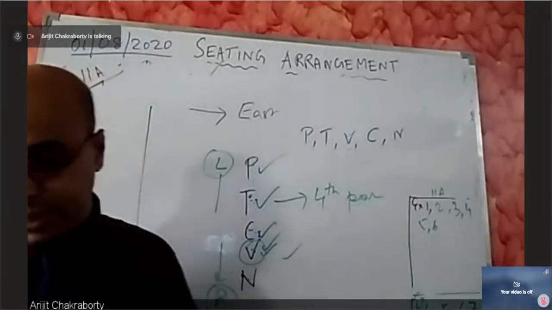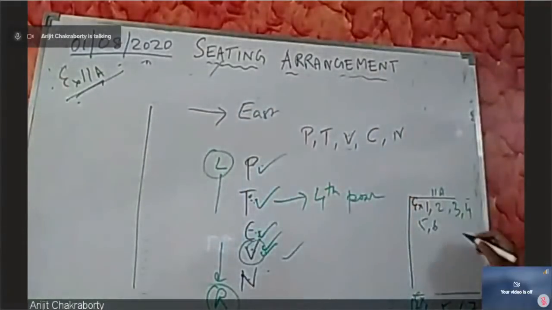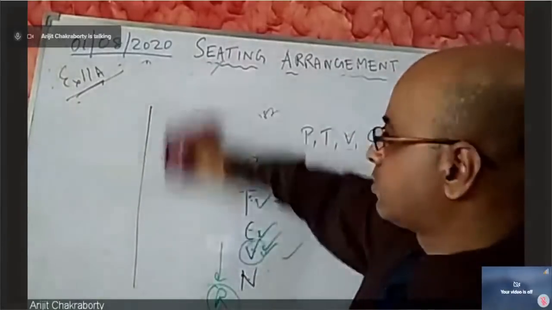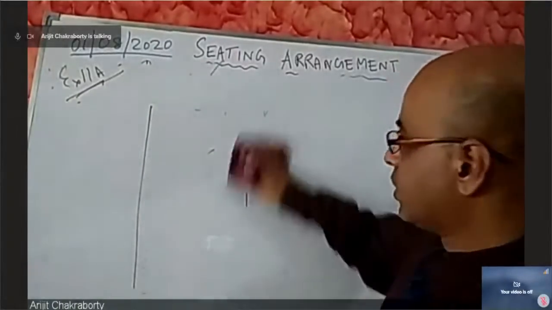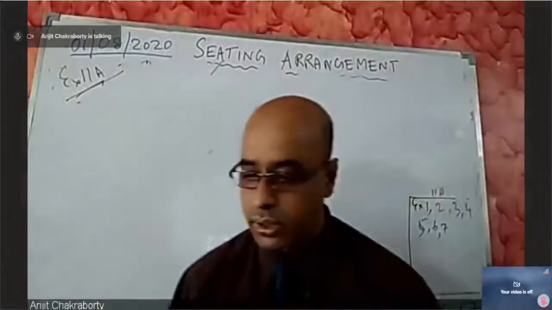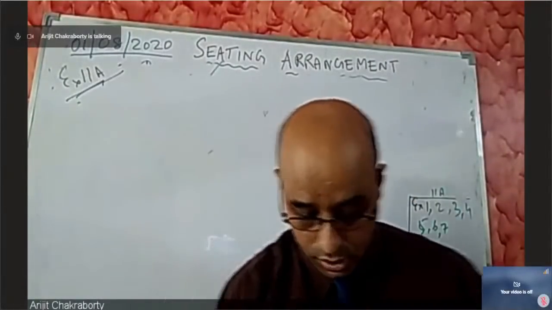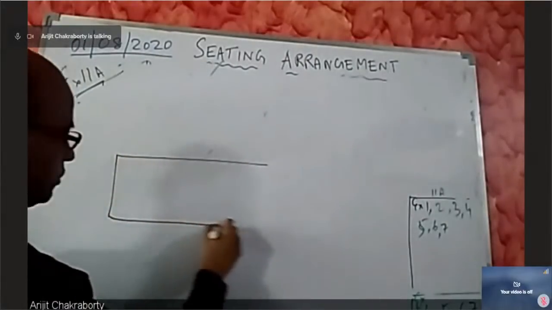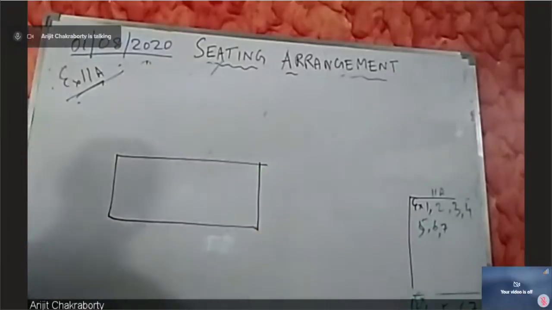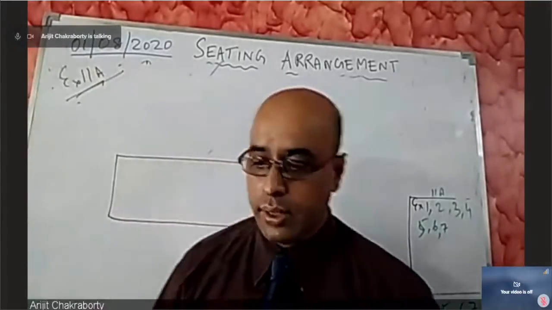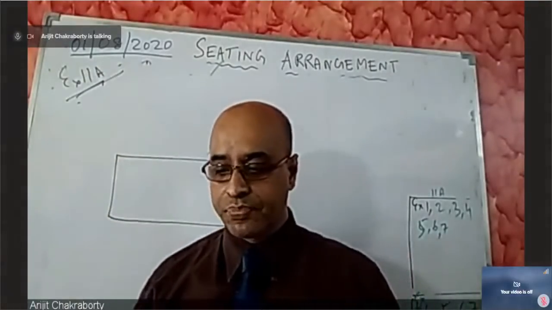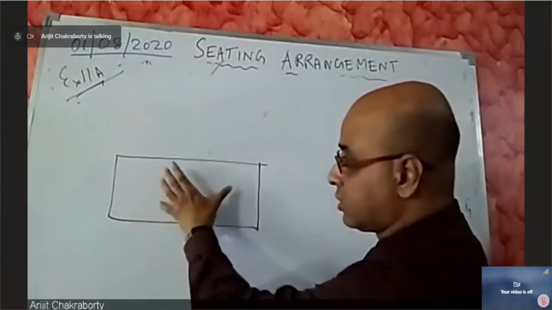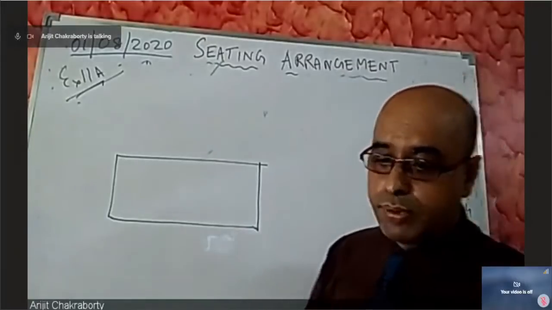Okay, now we take up number 7. Six persons M, N, O, P, Q, R. Six persons are sitting in 2 rows with 3 persons in each row. So this is a table. Both rows are in front of each other, facing each other. So we have 6 persons: M, N, O, P, Q and R.